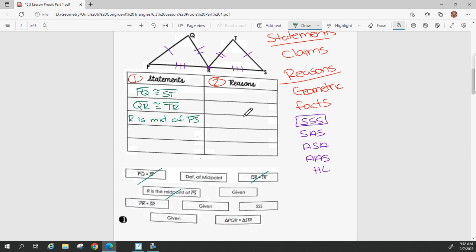And so now we need to justify why we're allowed to say that. Well, if you look here, we have three options that all say given, and we're allowed to say that these things are true because we were told they are. So of course they're true. And so we would write given.